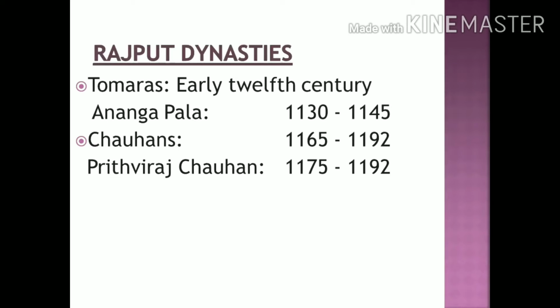The first dynasty was Tomara dynasty and then came the Chauhans. The first ruler of the Tomara Rajputs was Anganpal Tomar. Anganpal Tomar was the first ruler to rule over Delhi, and then for a long time Prithviraj Chauhan from the Chauhan Rajputs ruled over Delhi.